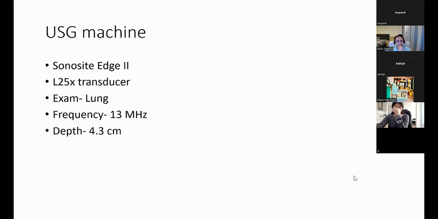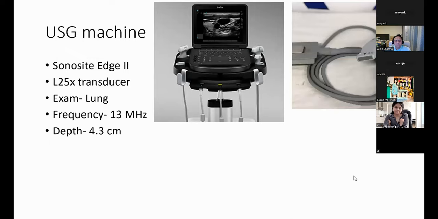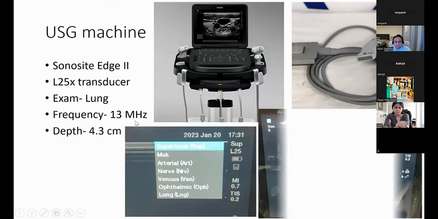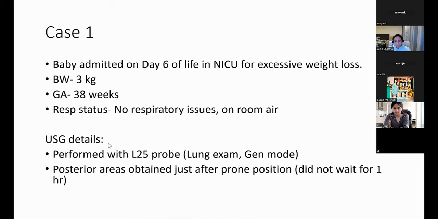The machine which I've been using is a Sonosite Edge 2 machine, which looks something like this, with a linear probe, the L25X transducer, which ranges from 6 to 13 megahertz. I use the lung exam mode, which is available in the bottommost panel. I usually set the resolution to maximum so that I get the maximum frequency of 13 megahertz, and I usually adjust the depth to 4.3 centimeters. So this brings me to my first case.